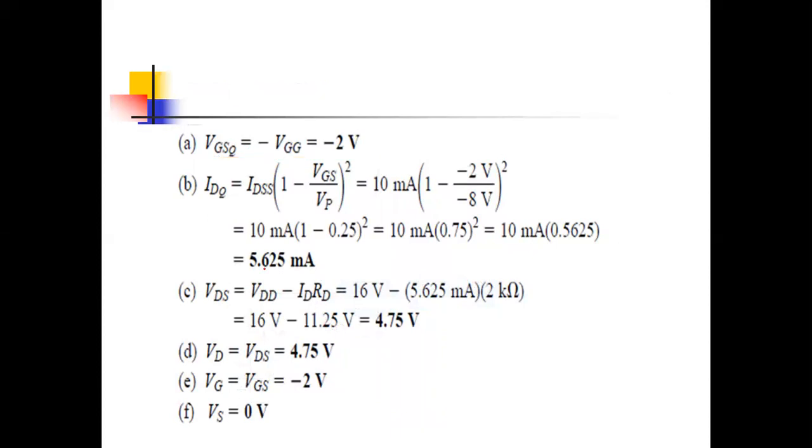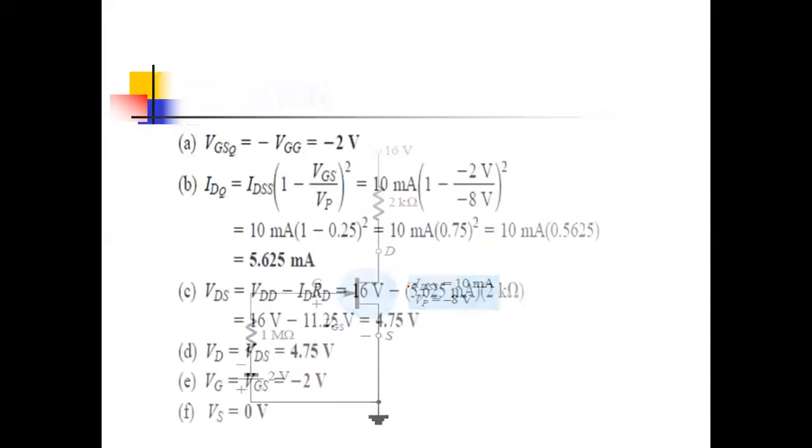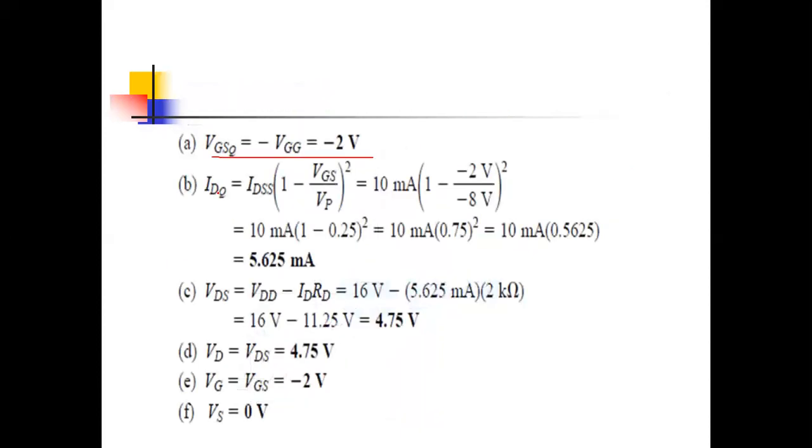Now how to calculate ID? So remember this. For JFET and for D MOSFET, the expression for current is IDQ equals IDSS times 1 minus VGS upon VP, whole square. This is your Shockley equation. IDSS is drain to source saturation current. VP is your pinch off voltage.